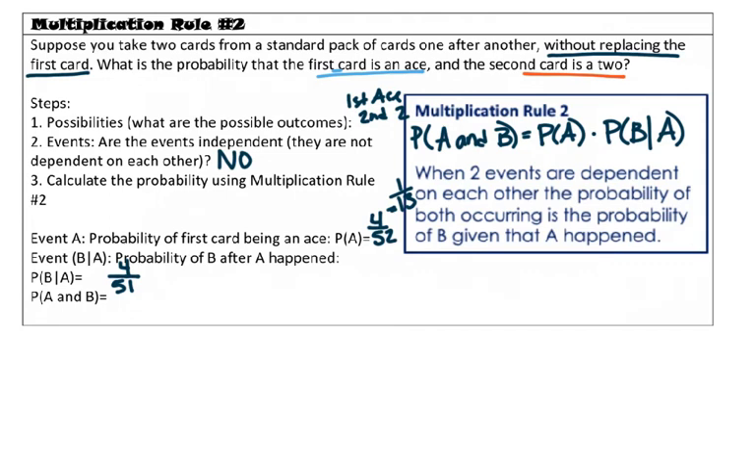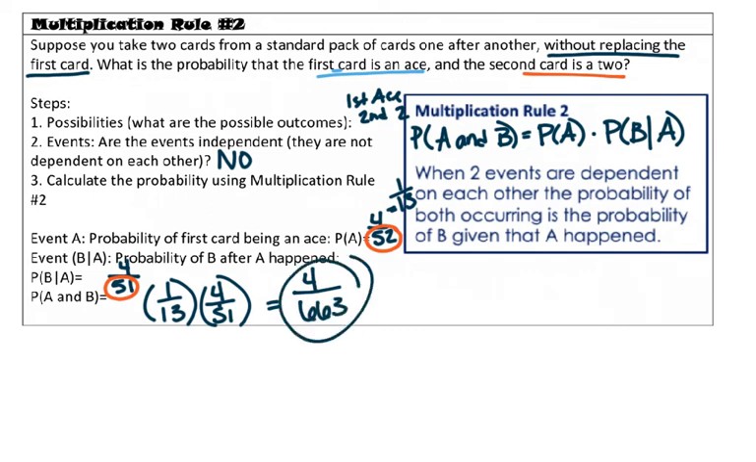Alright, so the probability of A and B would be 1 out of 13. That's the probability of an ace. And then 4 out of 51. So notice what happened. In the first event, you had a bottom number of 52. In the second event, you had a bottom number of 51. That's how I know that these are dependent events. So when I multiply, I get 4 out of 663. That's my final answer.